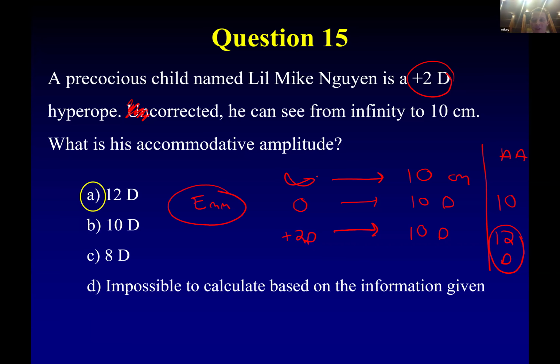If I give him +2, so a different person, let's say this is Big Mike, and I say he's a +2 hyperope, but I've corrected him, and he can see from infinity to 10 centimeters. Because he's corrected, he doesn't have to use up any accommodation to see at infinity, so it starts at 0, and then he has to do 10 to get to 10 centimeters, so he would be a 10 diopter accommodative amplitude.